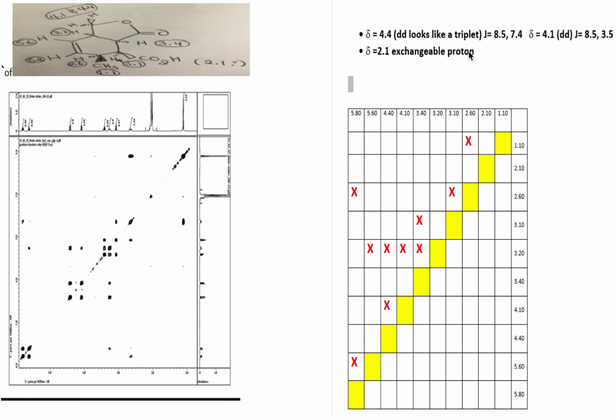The last proton that is not identified is the carboxylic acid proton. Carboxylic acids usually show around 12 to 13 ppm, and they are exchangeable. However, in this spectrum, no peak in that range appears. Therefore, we might conclude that the singlet at 2.1 belongs to the carboxylic acid. This would be an unusual assignment and can be proven or disproven by carrying out a D2O exchange experiment.